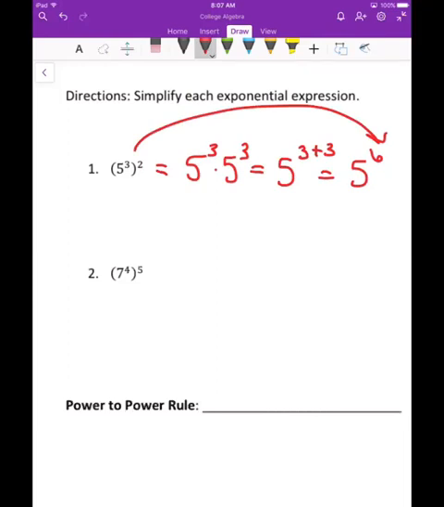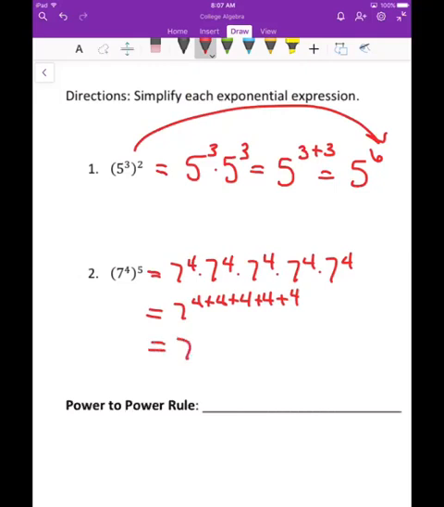Okay, so let's try it again with this one. 7 to the 4th to the 5th power would be that base, which is now 7 to the 4th, times itself 5 times. And then we have the product rule just over and over again. This is the same thing as 7 to the 4 plus 4. Notice I'm going to have to add 4 however many times that outside exponent tells me to. And that repeated addition is just multiplication. That's 7 to the 4 5 times. And we can simplify that to be 7 to the 20th.